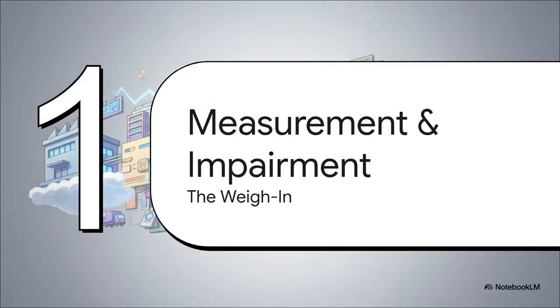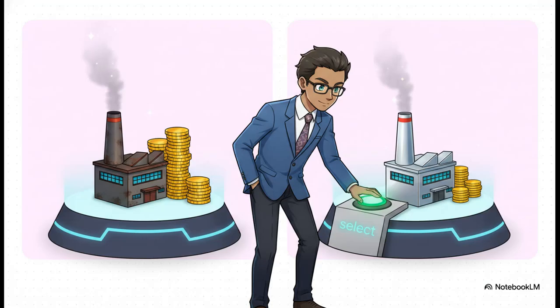Section 3, measurement and impairment, the way in. So, your asset has cleared security. It is officially classified as held for sale. The very moment that happens, you have to do a direct comparison to recalculate its value in the books. First, you calculate the asset's final carrying amount, accounting for all normal depreciation and impairment right up to that exact date. Then, you calculate its fair value less cost to sell.